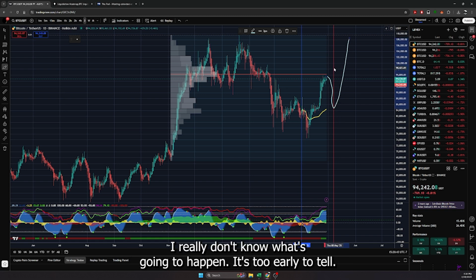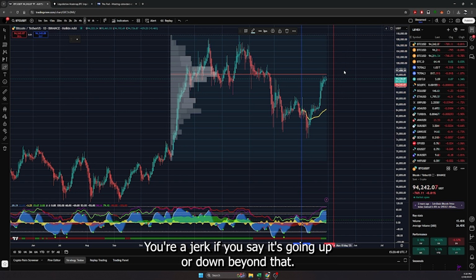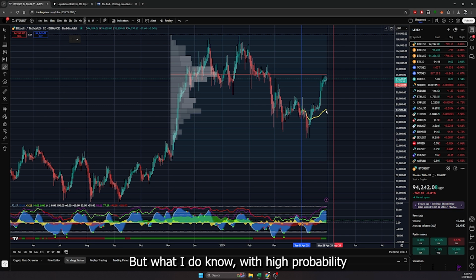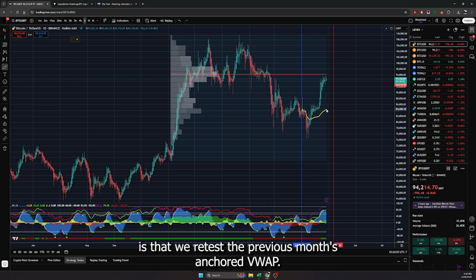After this red line, I really don't know what's going to happen. It's too early to tell. You're a jerk if you say it's going up or down beyond that. But what I do know with high probability is that we retest the previous month's anchored VWAP.